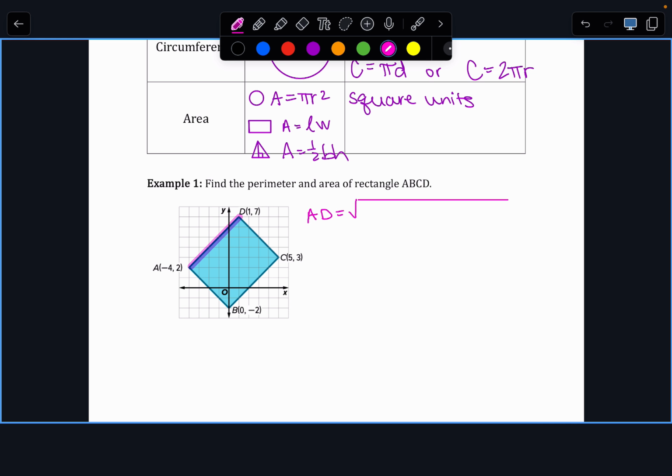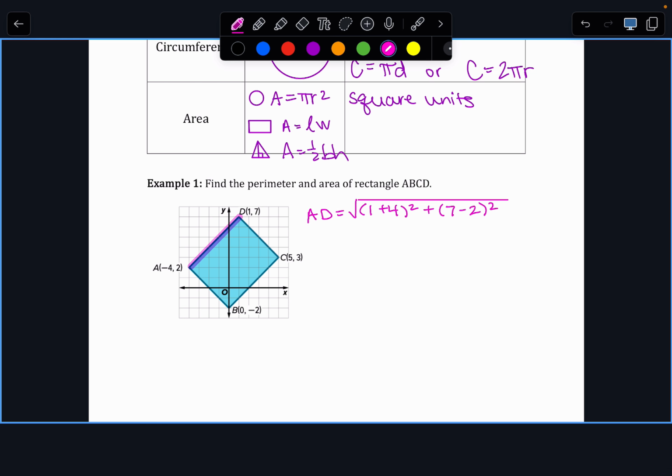Distance equals 5. I don't know if I agree with that. Oh, that could be different. Okay. So we need to take 1 minus negative 4 squared and 7 minus 2 squared underneath of our square root.